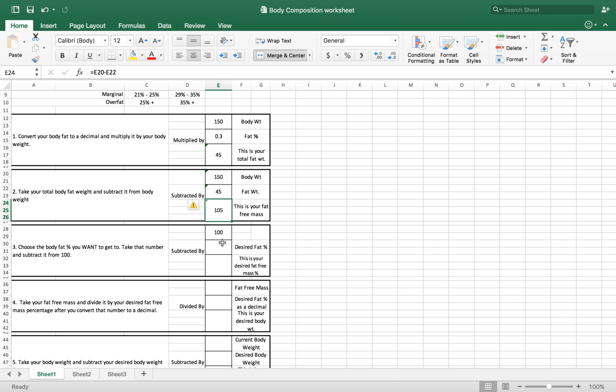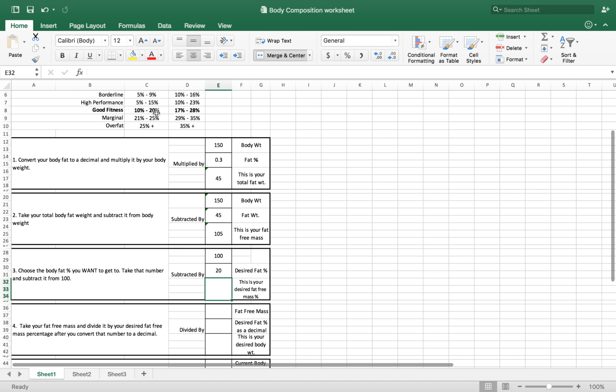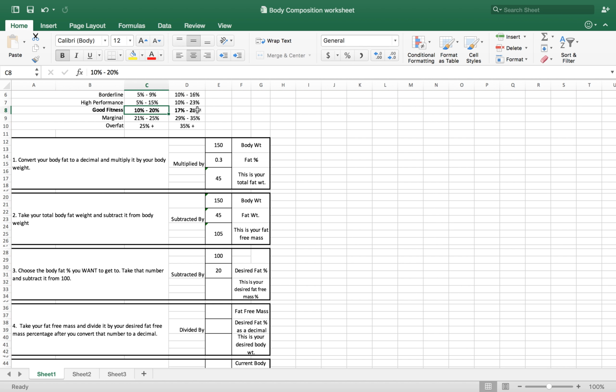What we're going to do is, let's say we're going to choose a body fat percentage of 20%. If you look up at the chart, 20% is on the high side of healthy for a male. It's on the low side of healthy for a female. So a 20% body fat percentage is pretty good for both genders. If you look at it, that would give the rest of our body, or our fat-free mass percentage, 80. Now, if you look up in number one, how we got our body fat percentage was by multiplying.